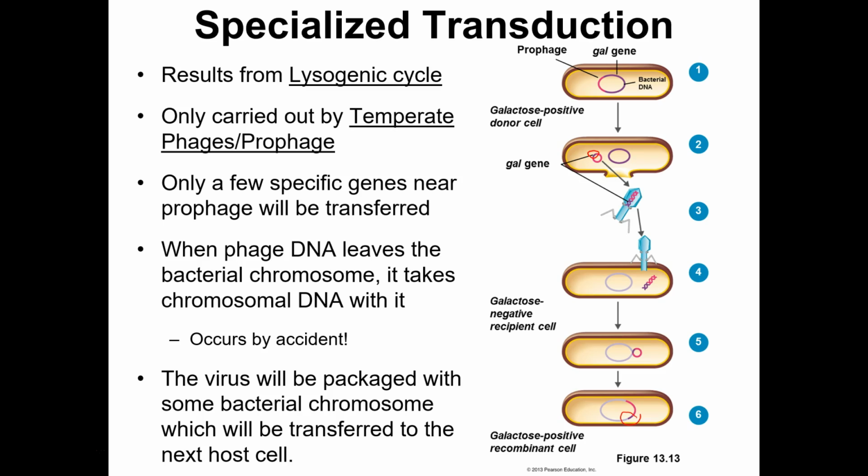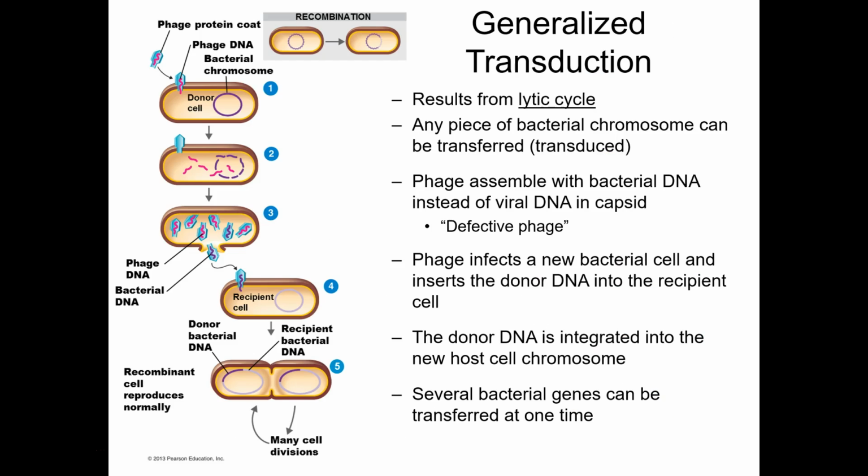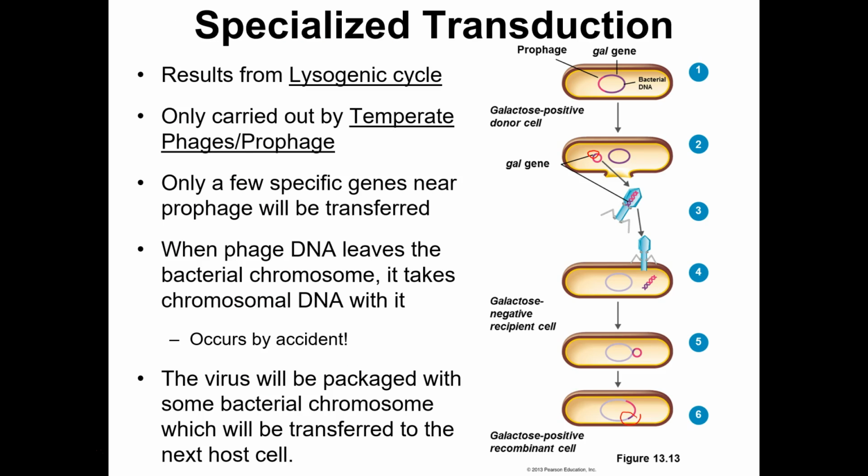Any questions about specialized transduction? Generally, these guys are still perfectly viable, so this prophage can just keep transferring that gene from cell to cell to cell. It's not like a lytic phage where this guy was a dud and this is a one-shot deal. These guys can keep passing, which is kind of dangerous.